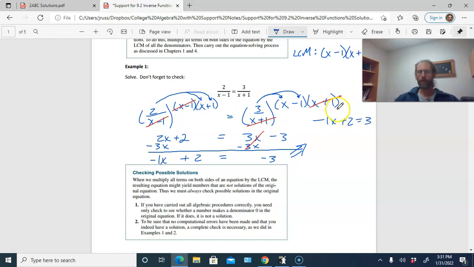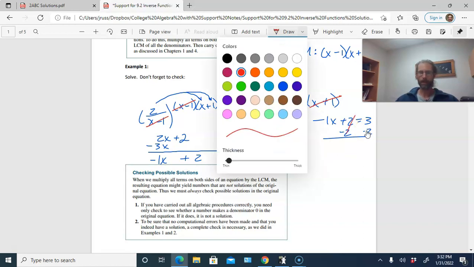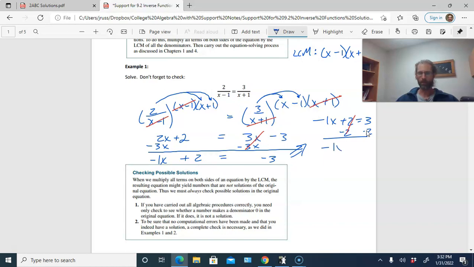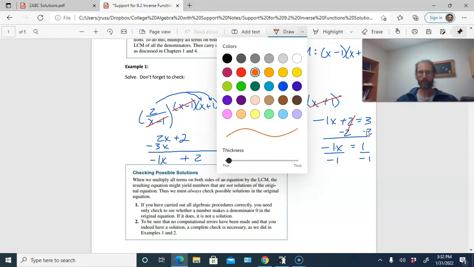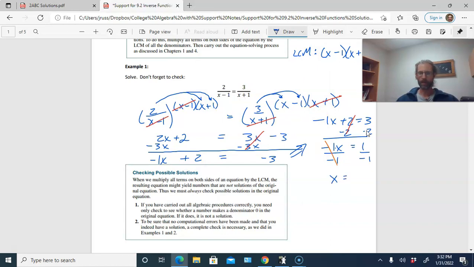And so now what we need to do is get this variable term by itself. So we need to eliminate the plus 2. To do that, I'm going to subtract 2. 2 minus 2 is 0. That leaves me with negative 1x is equal to 3 minus 2, which is 1. And the last step, guys, we've got to divide both sides by negative 1. So these negative 1's divide out, and that's going to leave us with x is equal to negative 1.